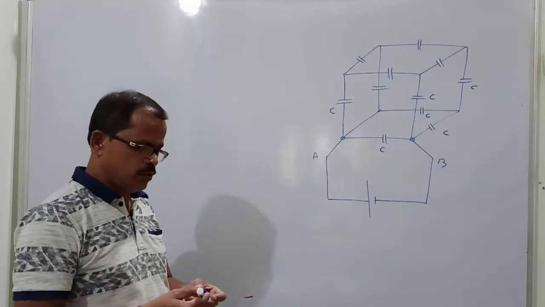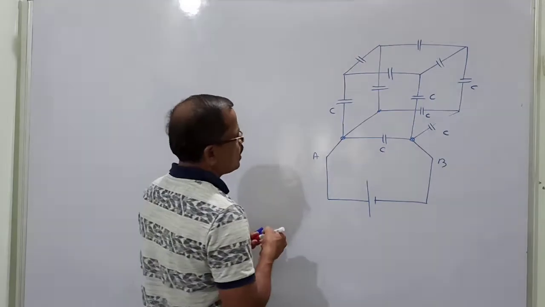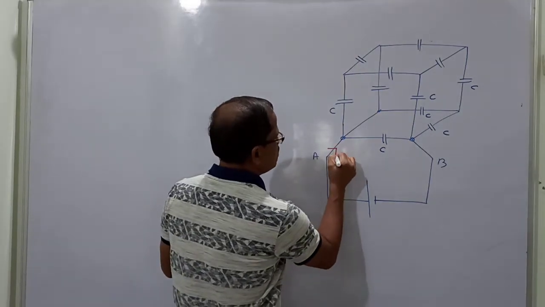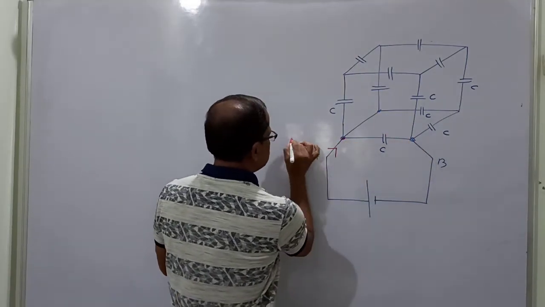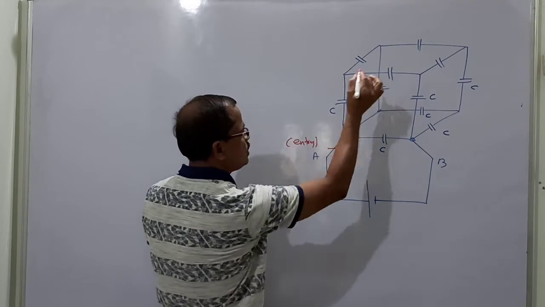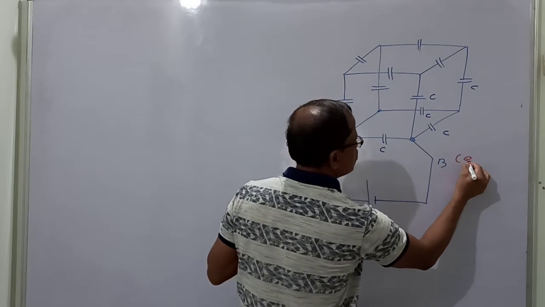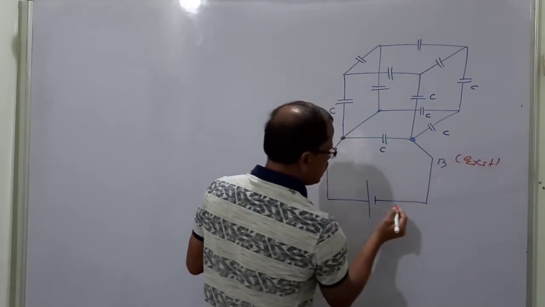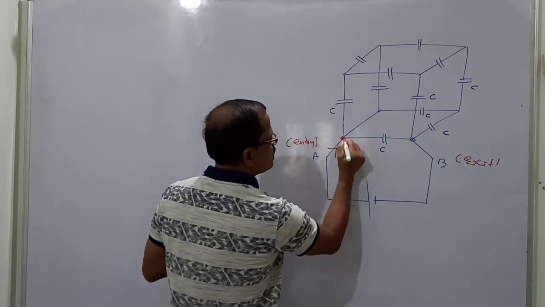That is the motto. So in this course, let us start. Now, when the charge reaches here, this is the entry point, this is the exit point, this is the entry to this circuit, and this is the exit from the circuit. So when the charge reaches here, the charge will go this way.